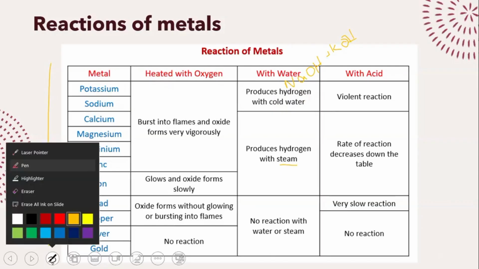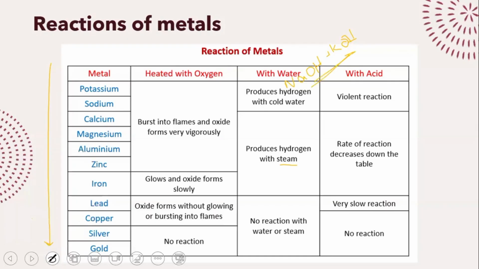And interesting thing, the reactant is the same water. But when the water is cold water, the product is a hydroxide. You get sodium hydroxide, potassium hydroxide. But when the reactant is steam, what is going to happen? The product is not going to be hydroxide. The product is going to be, for example, if I react magnesium with steam, I get magnesium oxide and hydrogen gas. Okay, same reactant, different products.